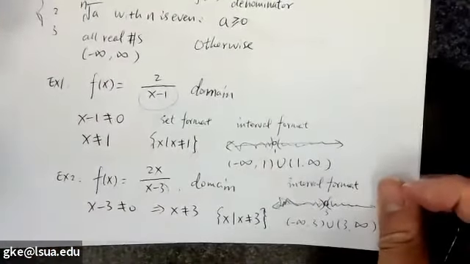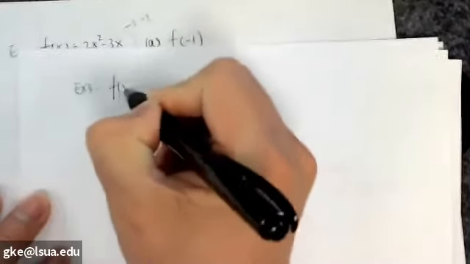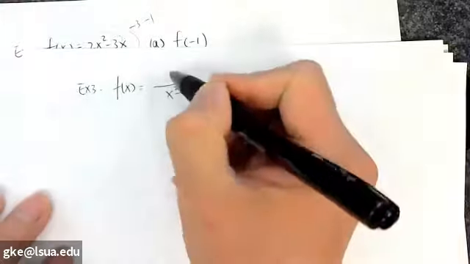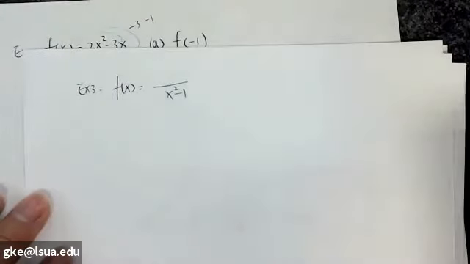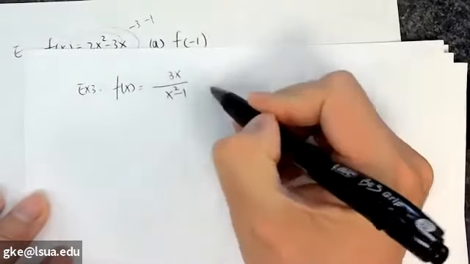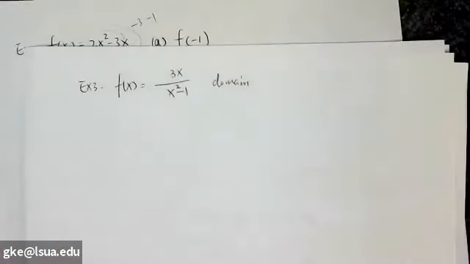Okay, let's try another one. Think about it. Now the denominator is x squared minus 1. Okay, this is the whole thing. Try it by yourself.